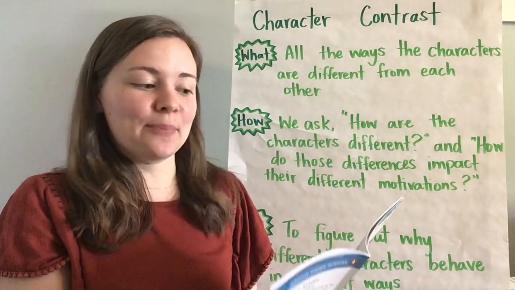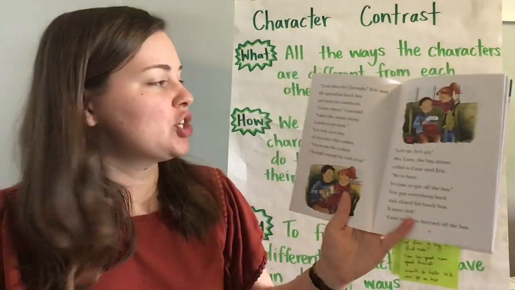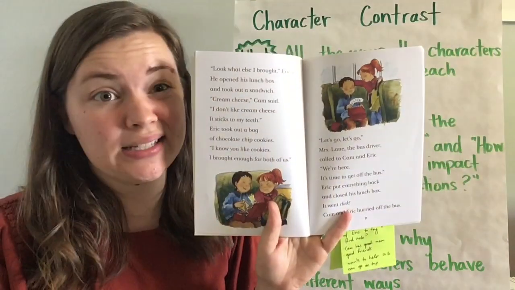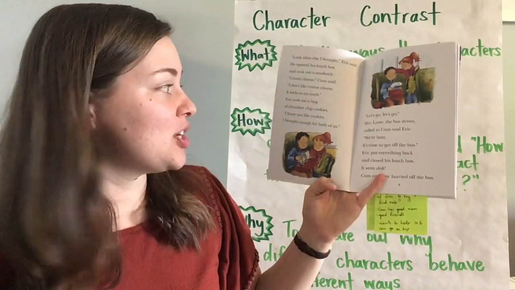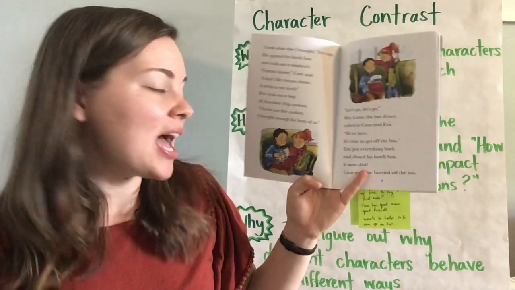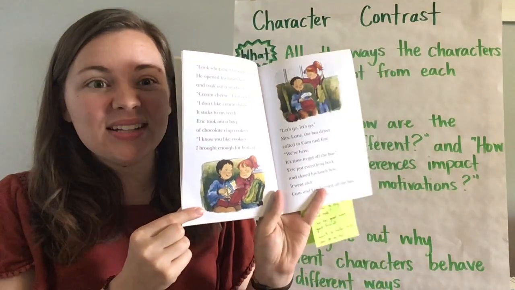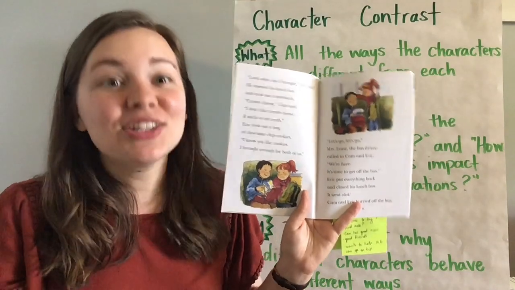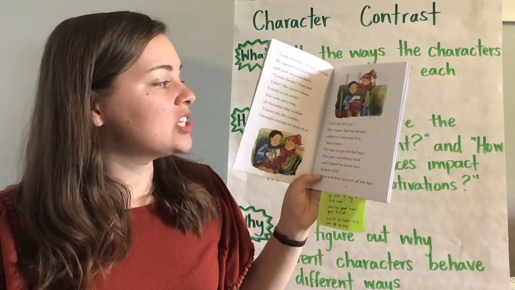Look what else I brought, Eric said. He opened his lunchbox and took out a sandwich. Cream cheese, Cam said. I don't like cream cheese. It sticks to my teeth. Eric took out a bag of chocolate chip cookies. I know you like cookies. I brought enough for both of us. This is a piece of text evidence that we could probably say Eric is considerate because he brought extra cookies for his friend Cam.